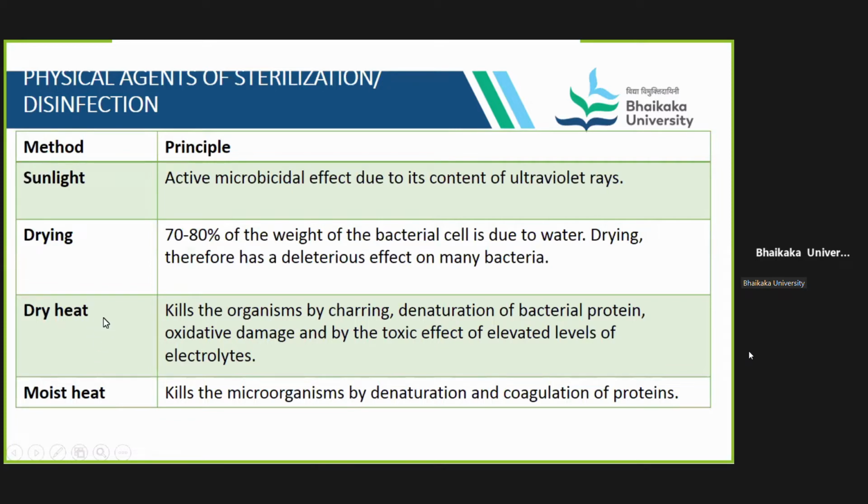How do you think is going to be the difference between killing by dry heat and moist heat? You can read. Dry heat kills the microorganism by charring, denaturation of bacterial protein, oxidative damage, and by the toxic effect of elevated levels of electrolytes. So it is going to denature the protein and produce oxidative damage. Moist heat is going to do similar kinds of things, but also does coagulation of proteins. Now, out of these two heats that we are going to use, which one is going to be more effective in terms of killing, dry or moist?